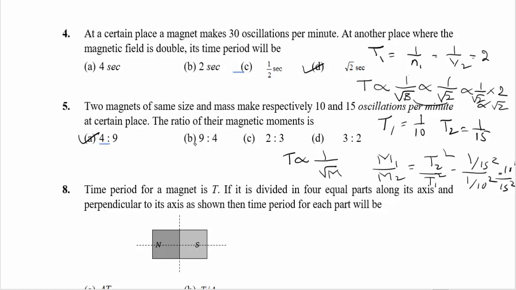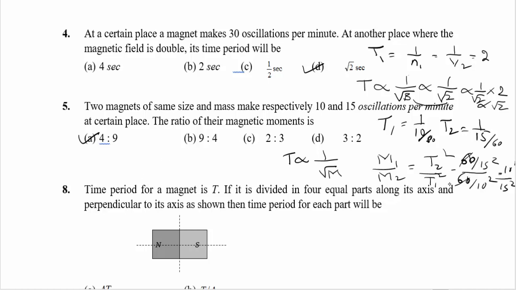Now see here again, you have to take the oscillations per second, which means dividing by 60, and here also per 60. It will be 60 by 15 square and 60 by 10 square. The 60 cancels again, leaving 10 square by 15 square. 10 by 15 is 2 by 3, and 2 by 3 squared means 4 by 9. Answer is fifth one.